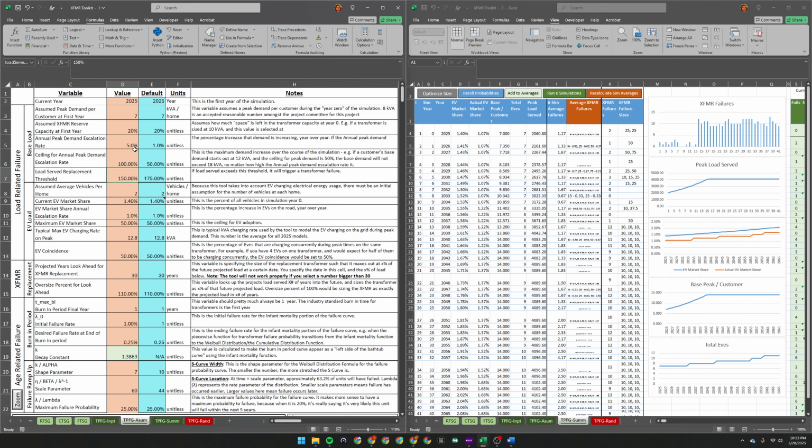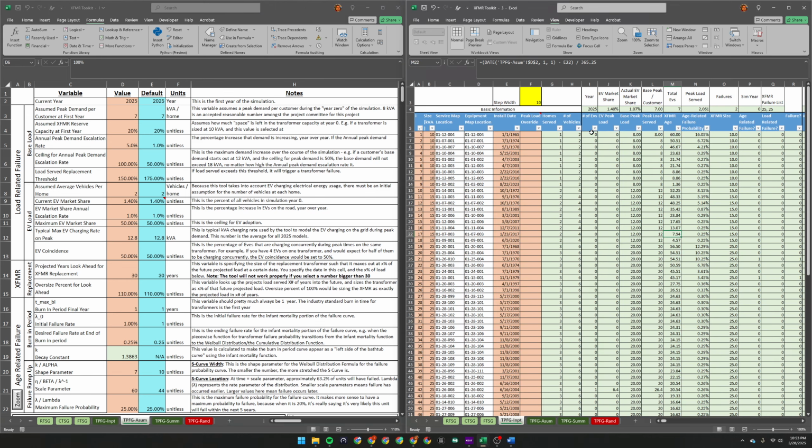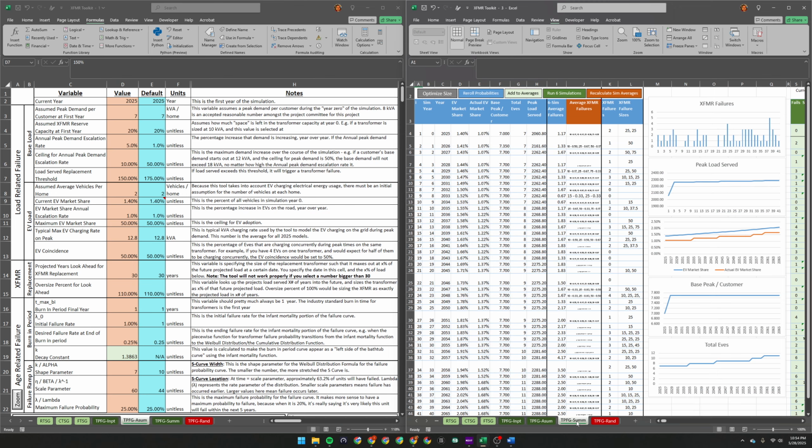So the way that it works is it takes your base peak load, and it multiplies it by 1 plus this percentage. So if it was 10%, we're only going to have an annual peak demand escalation of up to 1.1 times the original. So you can keep this at whatever you like.